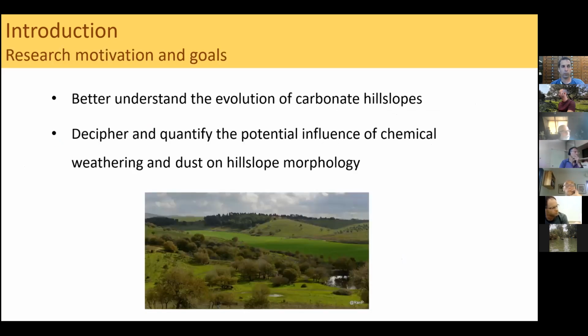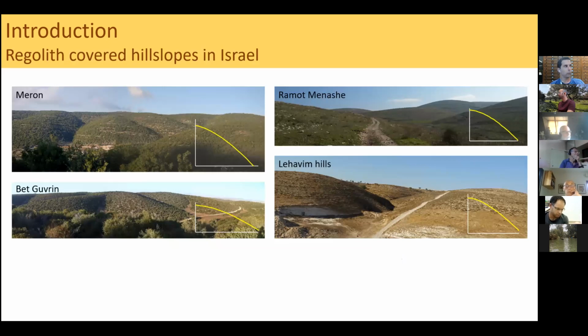Which brings me to my motivation for this project. So first is to better understand the evolution of carbonate hillslopes and their morphology, and more specifically to decipher and quantify the potential influence of chemical weathering and dust on hillslope morphology. Okay, so looking at the morphology of hillslopes in sites in Israel that you're probably very familiar with, it looks like the morphology is very convex, very classic. It's just parabolas everywhere.